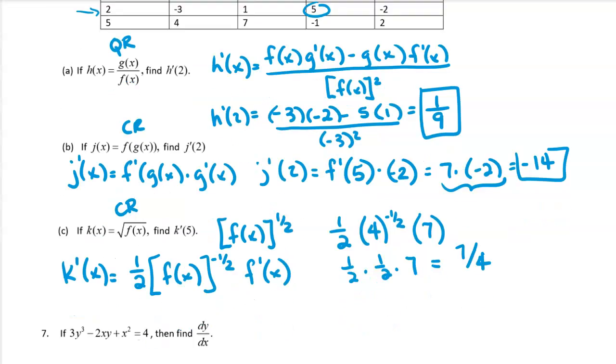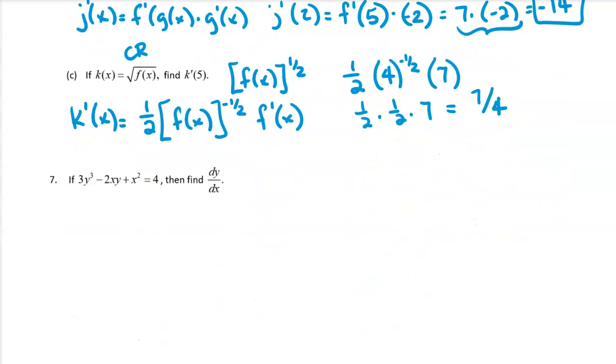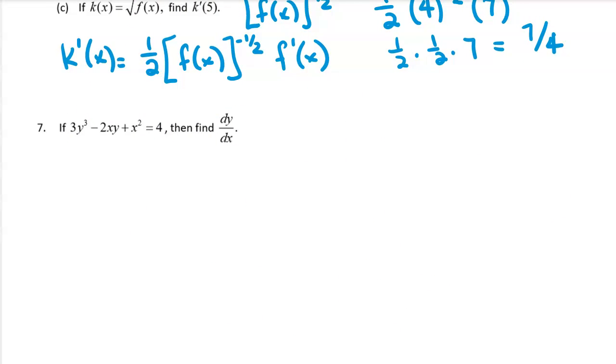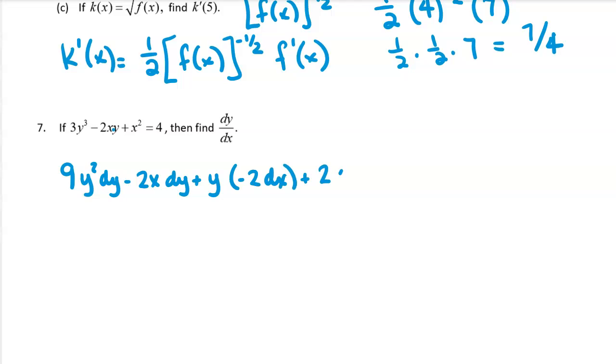Okay, I was really pleased overall with our implicit differentiation. Everything that we did at the end seemed to go really well. So let's walk through this. 9y squared dy. This is product rule. So 1 is negative 2x dy plus y. And the derivative of negative 2x is negative 2 dx plus 2x dx. And the derivative of a constant is 0.